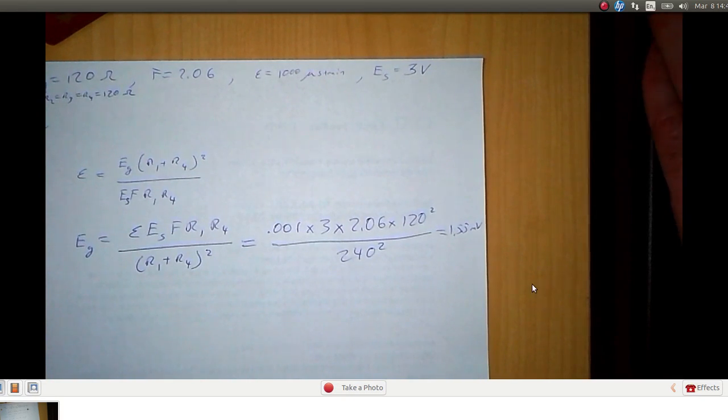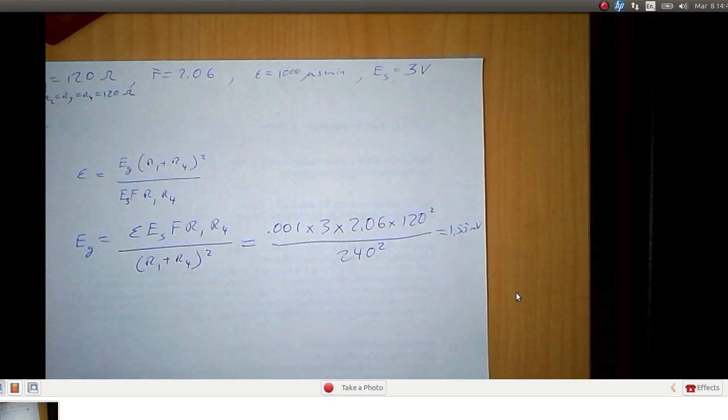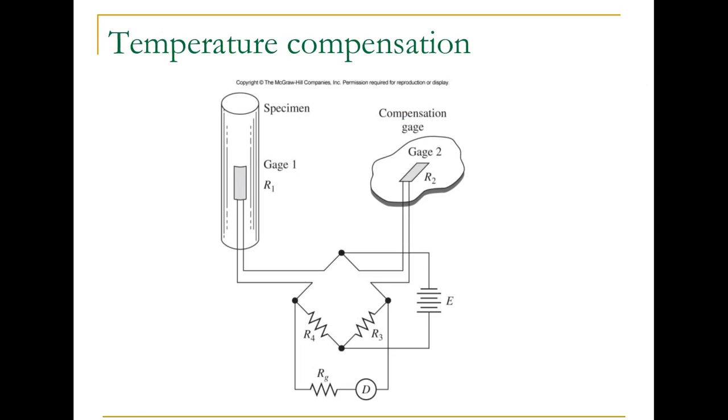And so the good thing about having this configuration is that we have temperature compensation, so that if our temperature changes, which will affect the resistance of our strain gauge, then we're not going to get a change in measured voltage because we have another strain gauge that's not being stressed, that's undergoing the same temperature change.